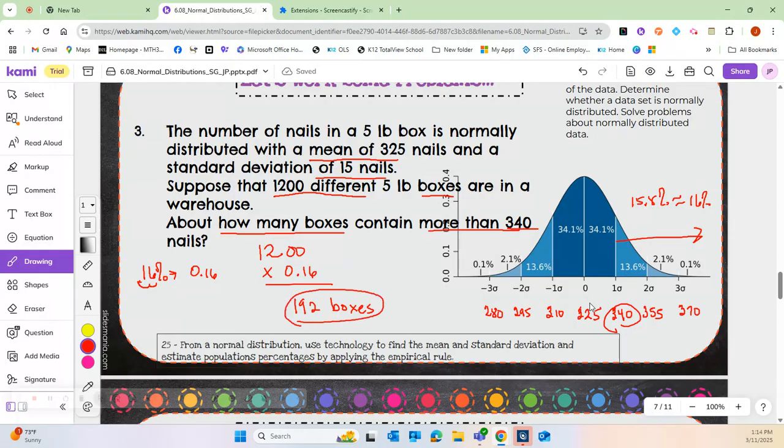So this one was a little bit harder than number 1 and number 2 because number 1 and number 2 were both asking for just percents. And here we actually had to find the percent greater than 340, and then we had to multiply it by the total number of boxes once we changed that percent to a decimal.